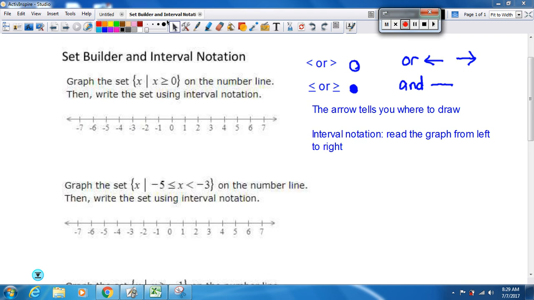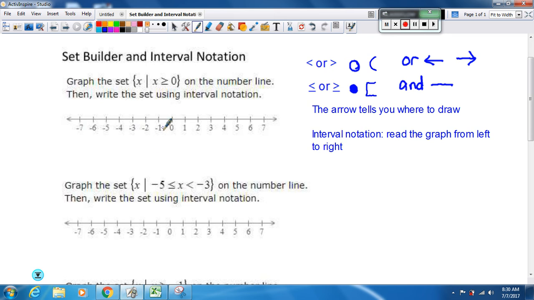Also, there is one more thing that you need to know for this situation. If it's an open circle, you need parentheses. If it's a closed circle, you need brackets. And that will make more sense in a moment. The arrow also tells you where to draw. I'll explain all that in a minute. And in interval notation, always read the graph from left to right.